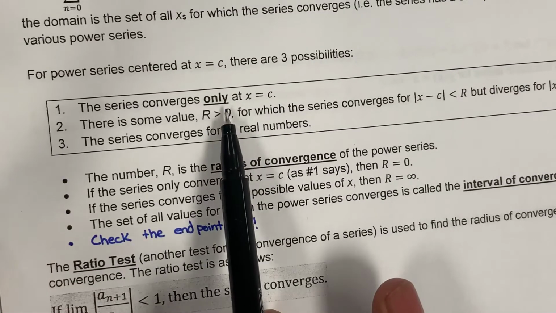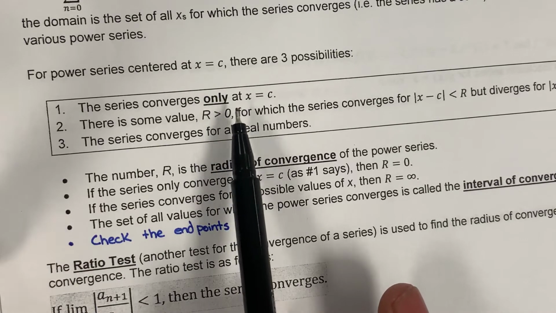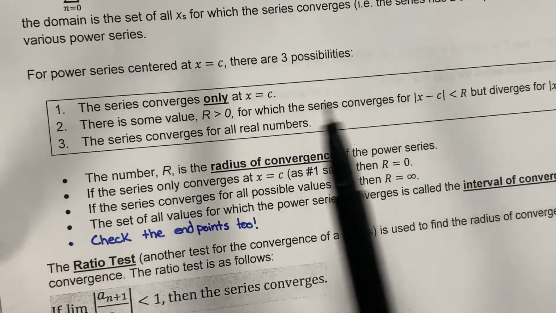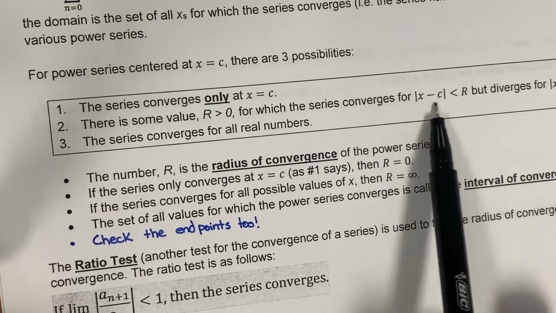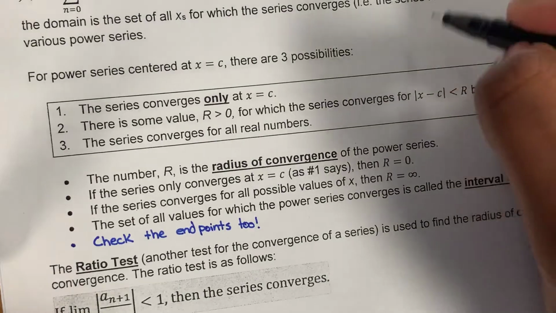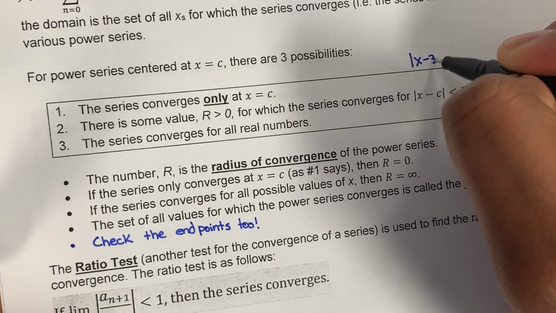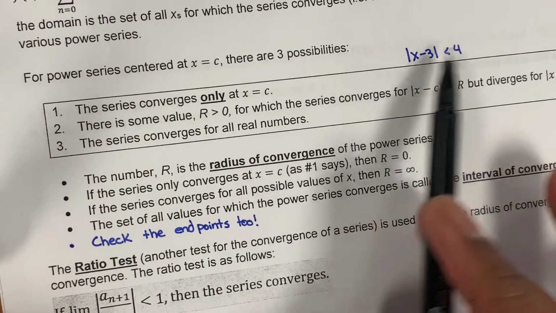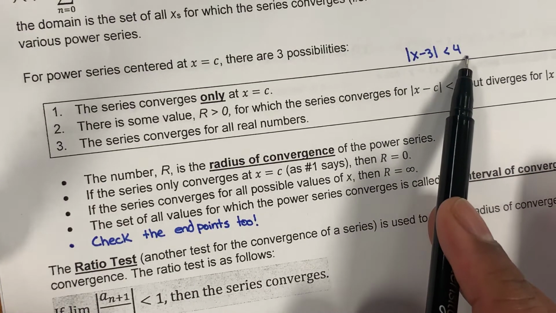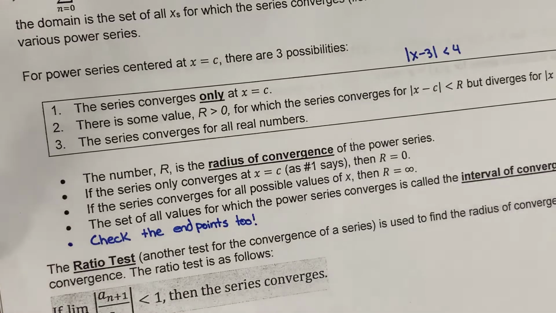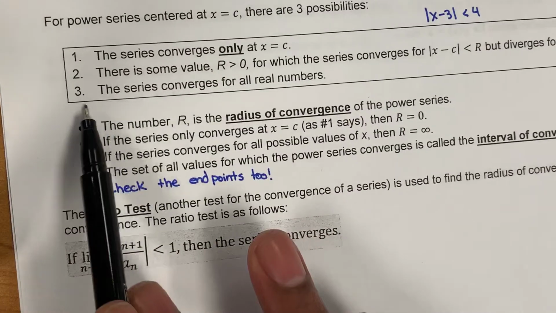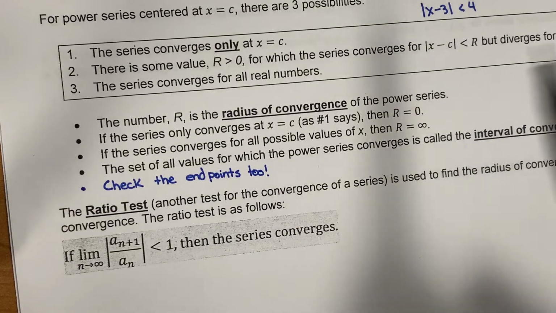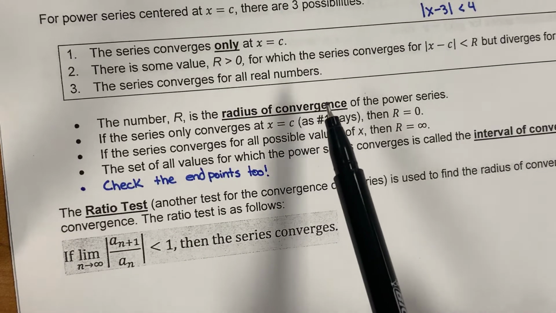The series only converges exactly when x is that value, or there's some value r where our series converges between like 2 numbers. It means something like if we had the absolute value of x minus 3 is less than 4. That means that between -4 and +4, x minus 3 converges, and it diverges outside of that. Or the series is convergent for every possible value of x we could think of. This value r is called the radius of convergence.